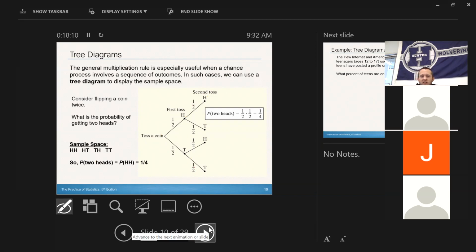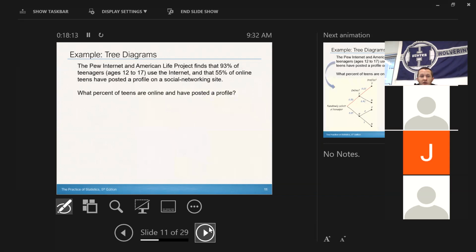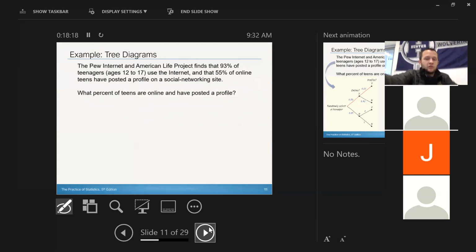Okay, now those were two easy examples. Let's go through one that's a little bit more interesting. We're going to do a couple together, and then I'm going to pause and let you do one on your own. Okay, so I'm going to read this. The Pew Internet and American Life Project finds that 93% of teenagers, which we're going to define as 12 to 17, we're not including those 18 and 19-year-olds, use the internet, and that 55% of online teens have posted a profile on a social networking site. What percent of teens are online and have posted a profile?